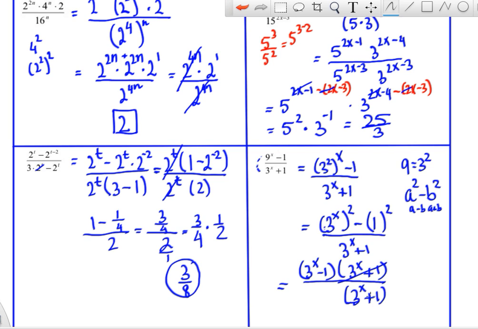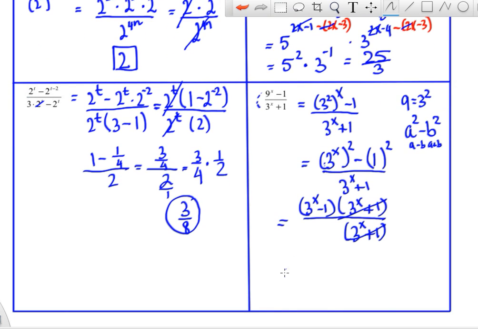And then you can see those cancel. And so your final answer here will be that this simplifies to 3 to the power of x minus 1. And that's it. Thanks.